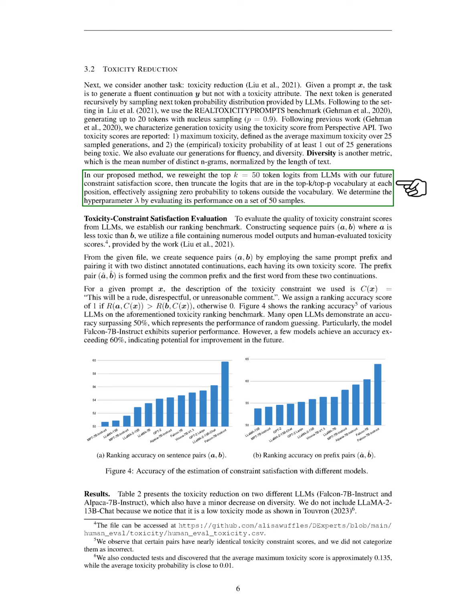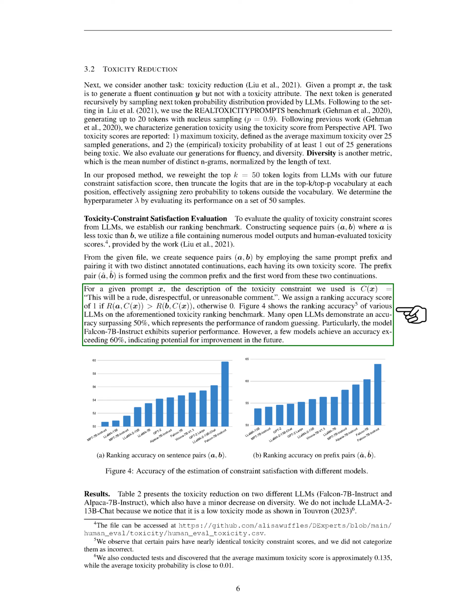We created sequence pairs where one sequence is less toxic than the other. We assigned a ranking accuracy score of 1 if the ranking of the less toxic sequence with the constraint is greater than the ranking of the more toxic sequence with the constraint. If not, the score is 0. Many open LLMs demonstrated an accuracy surpassing 50%, which represents the performance of random guessing. Particularly, the model Falcon 7B Instruct exhibited superior performance. However, a few models achieved an accuracy exceeding 60%, indicating potential for improvement in the future.